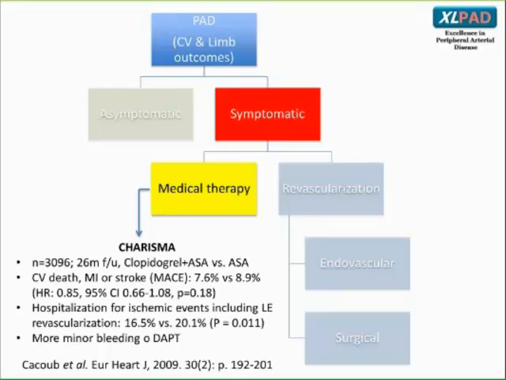So this is a composite of both cardiovascular ischemic events, hospitalization for cardiovascular ischemic events, and lower extremity revascularization. So it is not purely limb-based events. And again, this composite endpoint did show a reduction. I apologize for the typo. However, there were more minor bleedings in the dual antiplatelet therapy group.